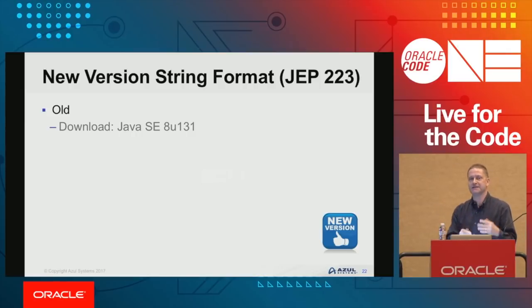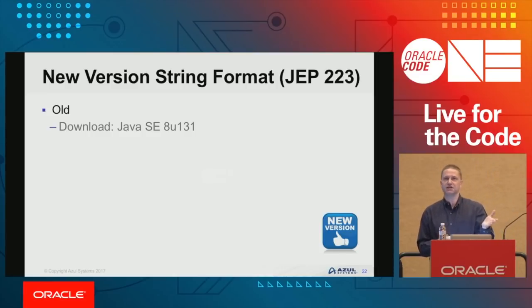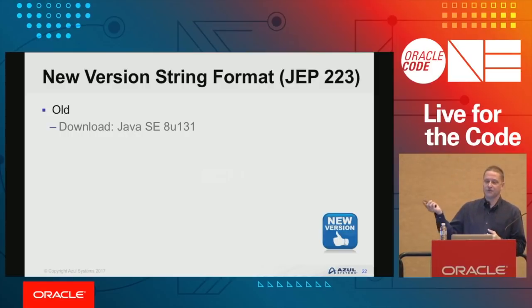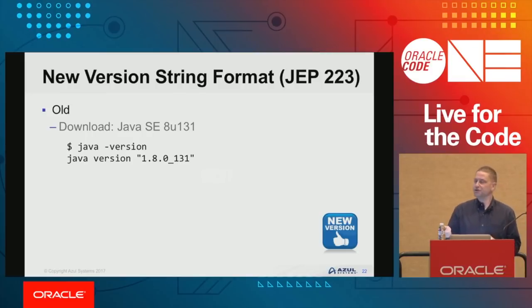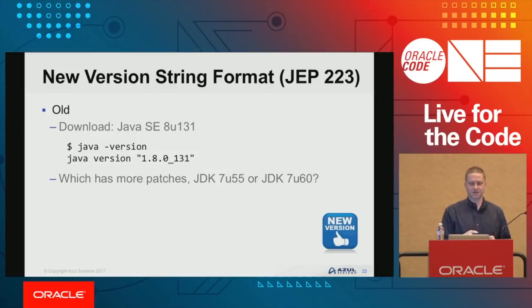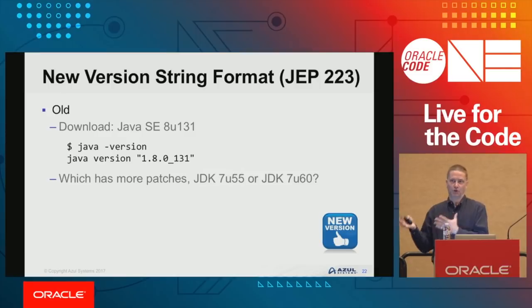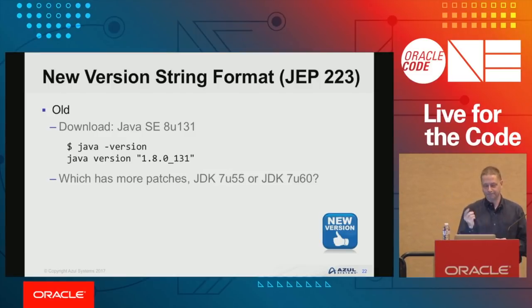But the problem is that if you do a Java -version, what you'll actually see with JDK 6 is 1.6, or 1.7, or 1.8, so it's not quite right. So if you download Java SE8 update 131, and you do Java -version, you get 1.8.0_131. Bit hard to parse, bit hard to understand. Also, we get complicated situations where if you look at JDK 7 update 55 and update 60, which one's actually got more patches? Logically, you'd think 60. No, it's actually 55. No idea why.